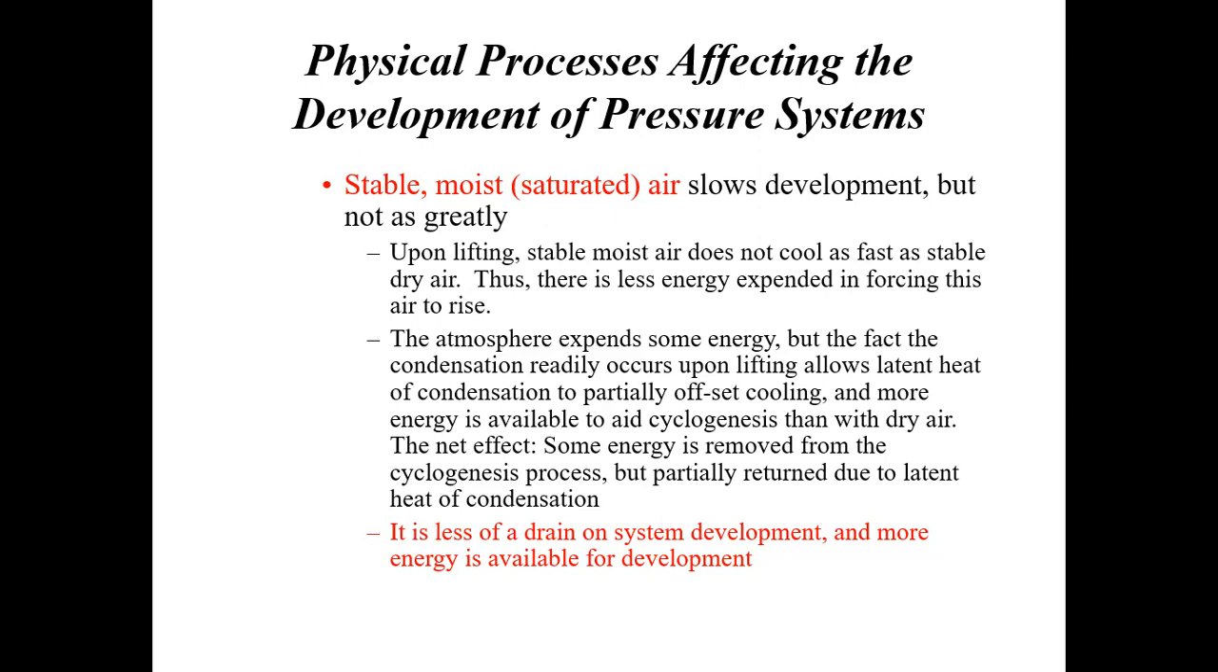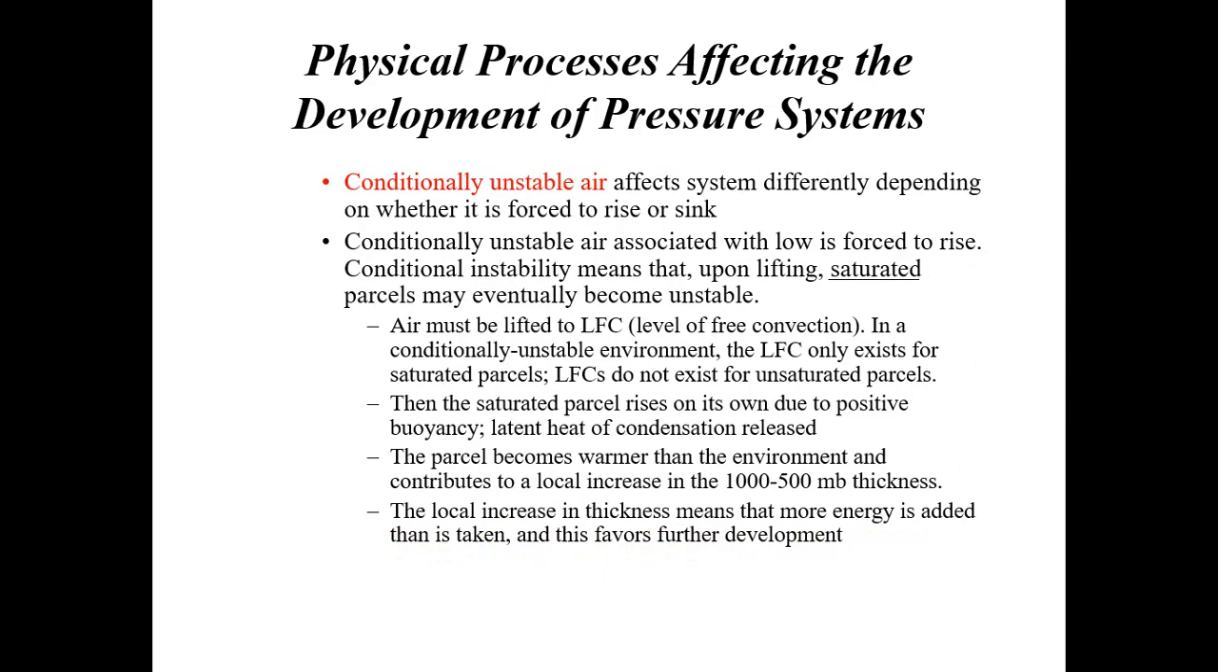So the net effect with stable moist air is some energy is removed from the cyclogenesis process, but partially returned when you add that latent heat through the process of condensation. And it is less of a drain on system development, and more energy is available for development. Now, this initially unstable air is what you really, really want to get low pressure systems to develop and to intensify, to deepen rather rapidly.